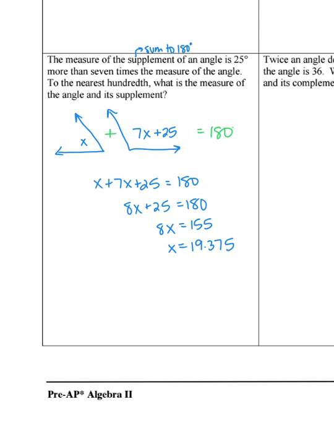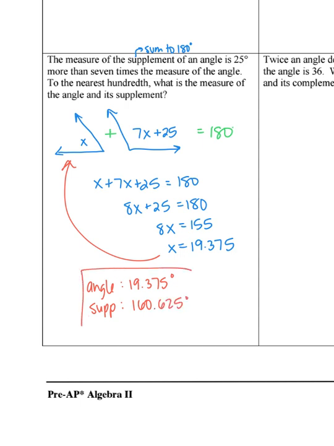So again, as I plug this back in to where our variables represent, the angle in question was the x, so 19.375 degrees. Again, we need units. And its supplement, which is 7 times 19.375 plus 25. Throw all that in a calculator, you'll get 160.625 degrees.